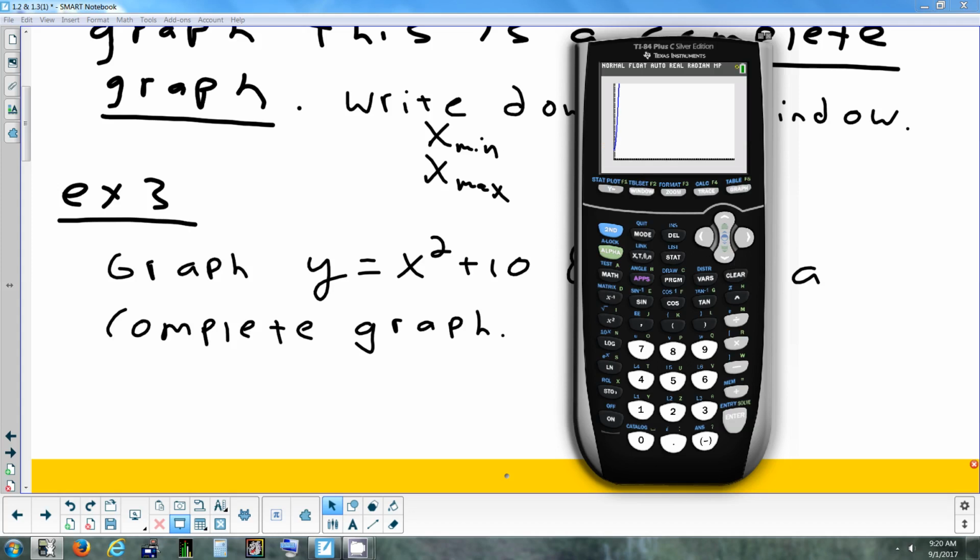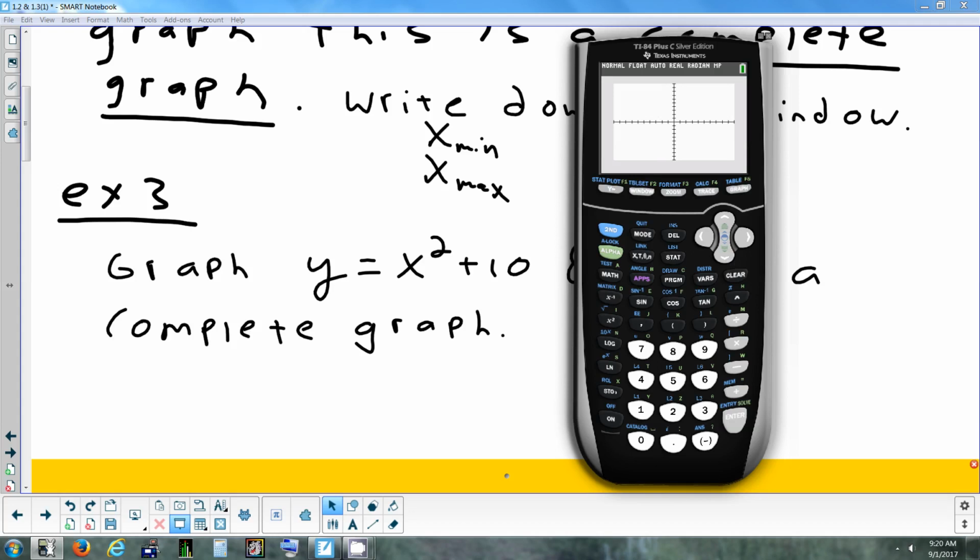Is that a good viewing window for that graph? It's the same viewing window I had in the last problem. Jan, what do you think? What's wrong with that? Well, since it's x squared, it's a parabola. Can you tell that from the graph? No. That's an awful picture of a parabola. You can't even see the other half of it. And you're zoomed out so far, to me, that almost looks like a straight line. So I'm going to go zoom 6, go back to the standard window, and see if that looks any better.